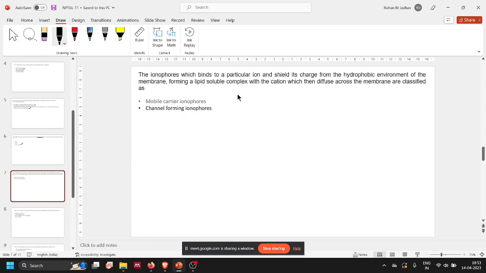Because of that, by reversibly binding to the ion, it helps to form lipid soluble complexes, which then diffuse across the membrane. They can also catalyze passive transfer of cations across the hydrophobic membrane. So because of that, mobile carrier ionophores are classified according to this. The correct answer for this question would be the mobile carrier ionophores.